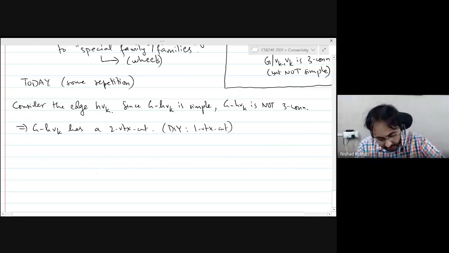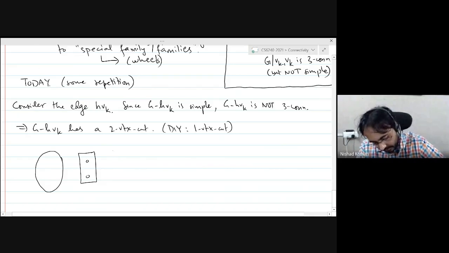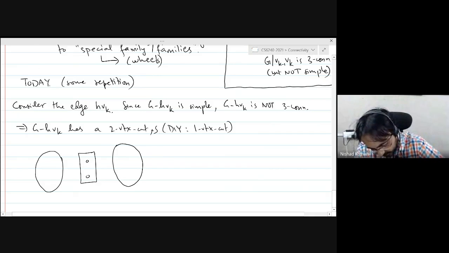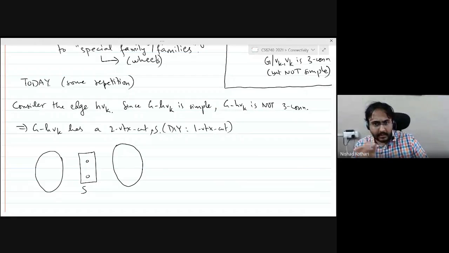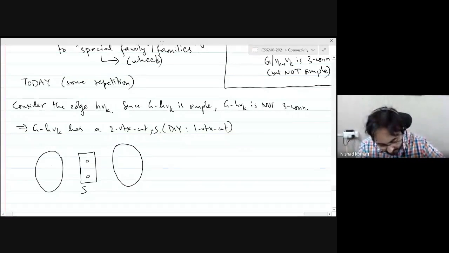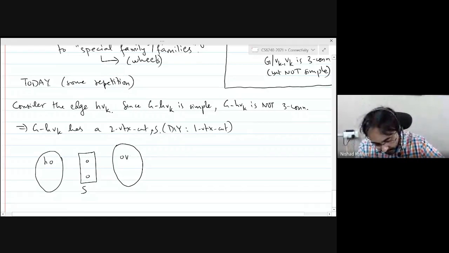Okay, so let's make a drawing. How do you get a 2 vertex cut after deleting one edge? Let us say there are these 2 components. Let's call this 2 vertex cut S. Now, where is the edge that we deleted? This is repetition from yesterday. The edge has to go between 2 distinct components. Otherwise, S would be a 2 vertex cut in the graph G. So the only possibility is that H is here and VK is here.